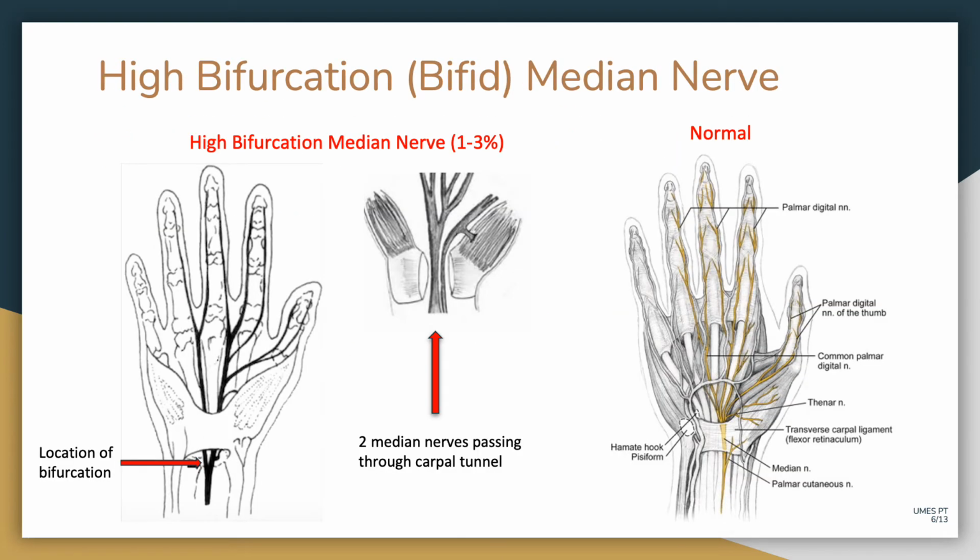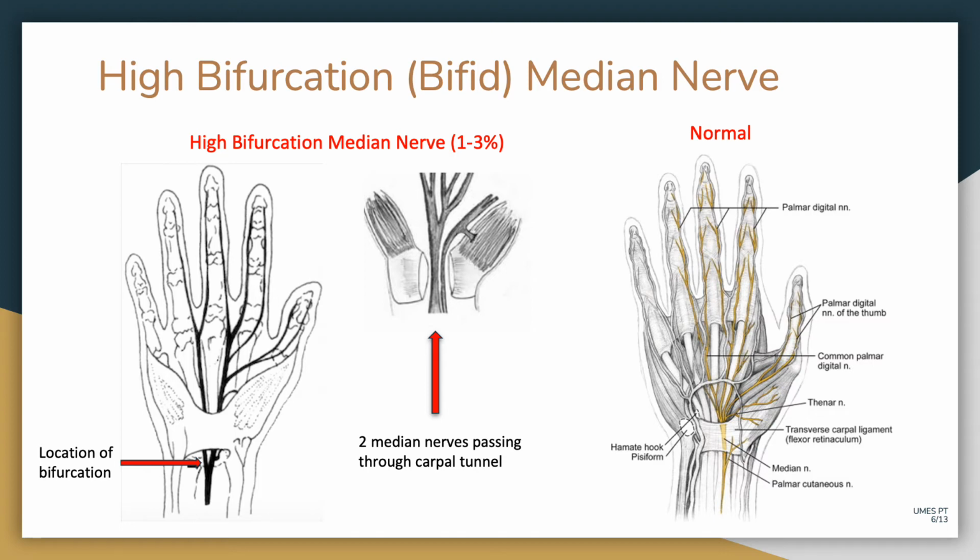So next we will be talking about the high bifurcation median nerve, which is also known as a bifid median nerve. This happens in approximately 1 to 3% of the population. The picture to the right is normal, so the median nerve should normally go under the carpal tunnel as one nerve. But in the case of a high bifurcation median nerve, it bifurcates just proximal to the carpal tunnel, so it passes underneath as two nerves.